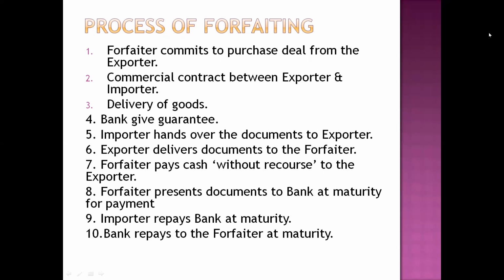For the exporter, the forfeiter pays the total bill amount. That is, if it's 10 crore rupees, 10 crore rupees is paid to the Patanjali company, and the forfeiter takes the total rights of that particular transaction. Then the forfeiter presents documents to the bank at maturity for payment.